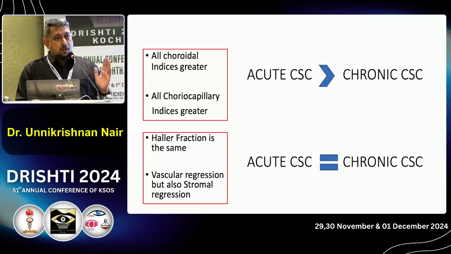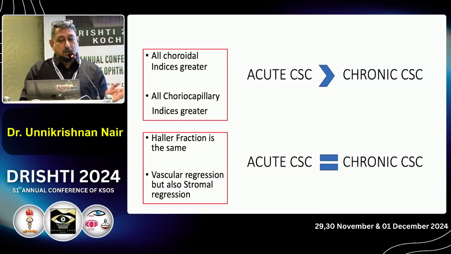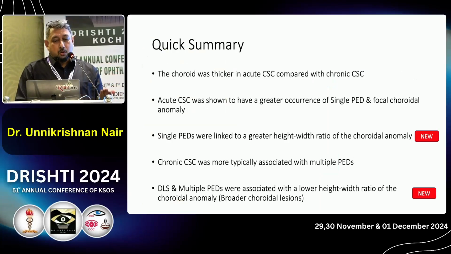So all the choroidal indices were thicker in acute than chronic except the Haller fraction, which showed that both the vasculature and the stroma decreased over time. So a quick summary would be the choroids are thicker in all aspects in acute CSC. The acute CSC had a greater occurrence of a single PED and a contributory focal lesion right underneath it. Single PEDs were associated with larger vertical areas.